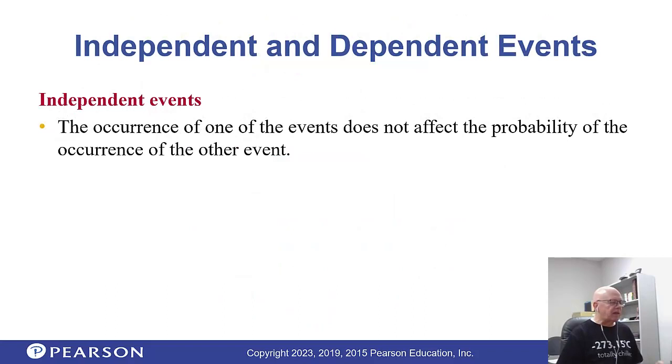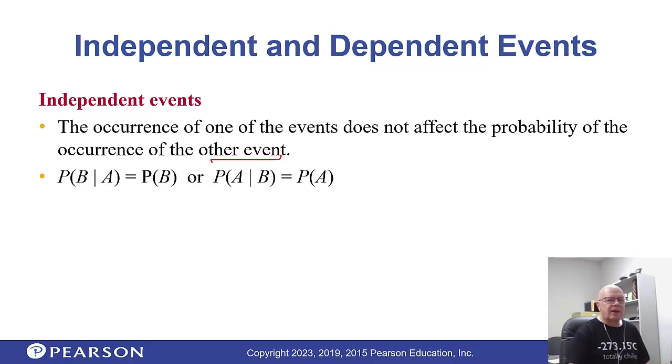Next, independent events. This is when the other event does not change the probability of the one we're interested in. Something's happened, but we don't really care because the probability of our event is not changing.